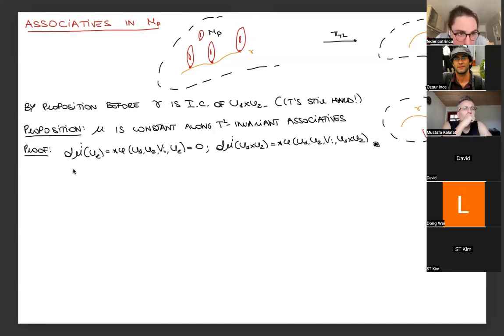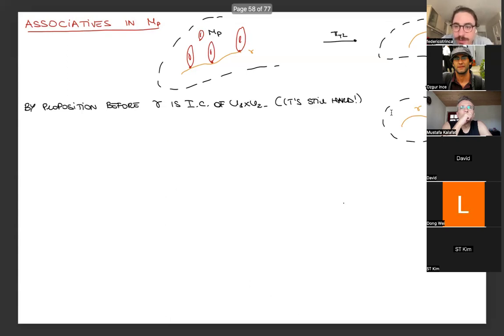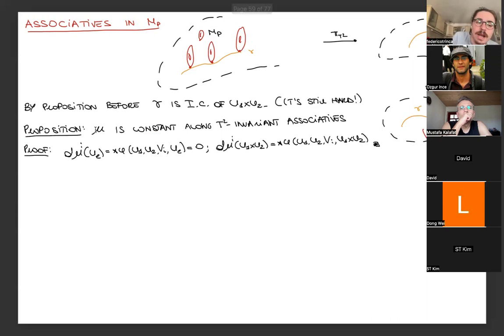So this problem is still difficult, but what we can do is to find first integrals of our ODE system. And what Ben and I have proven was that mu, so another multi-moment map, is constant along T2 invariant associatives. And so the curve gamma downstairs looks like the level set of my function mu.